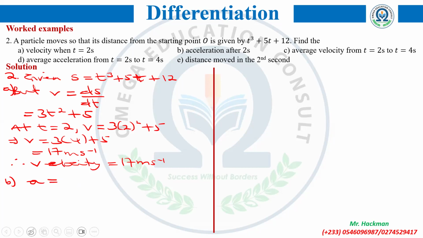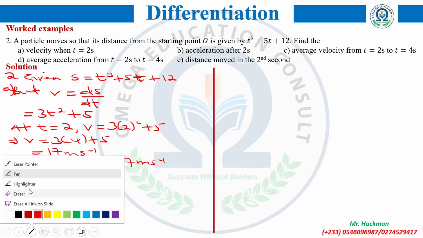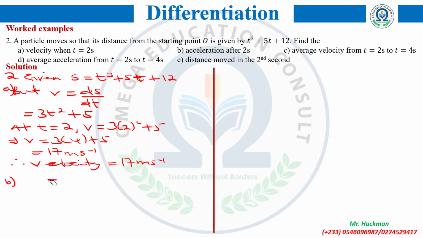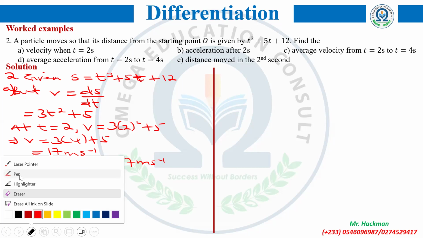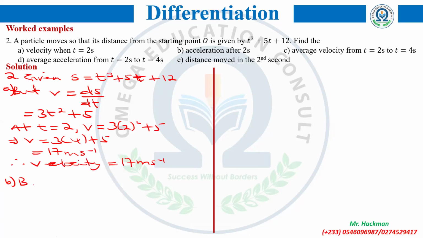But a is equal to dv/dt. You can choose not to write the "but", only that I want to be consistent. It's like I'm quoting a formula. Anytime I quote a formula, usually I want to write "but". So it means if your velocity function is wrong, the rest will be wrong. So a will be equal to dv/dt. Your velocity function is what we have here. So that will give you 6t. Am I right? If you differentiate.